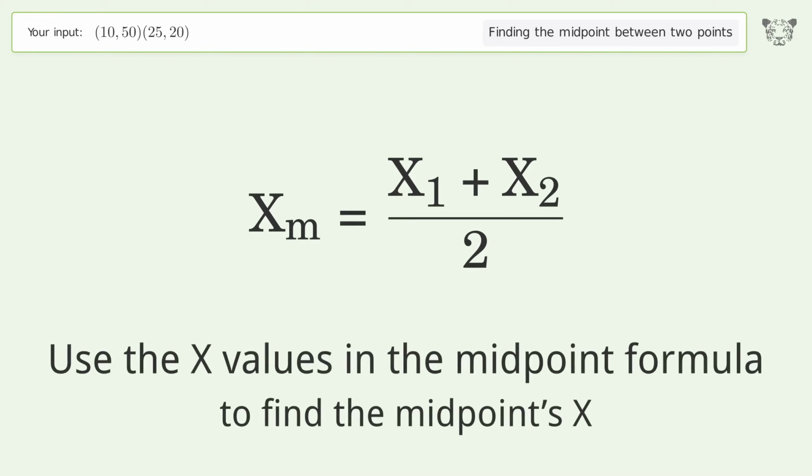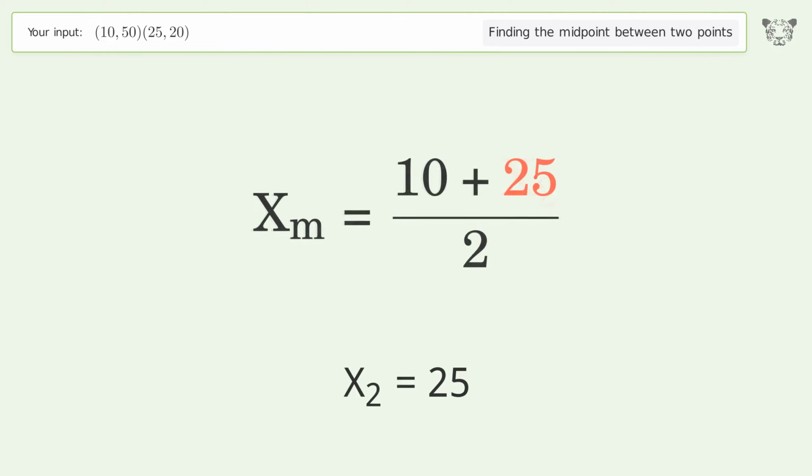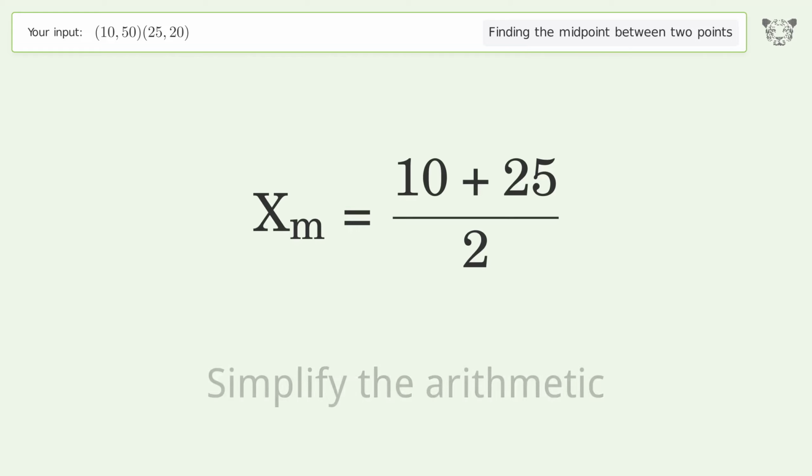Use the x values in the midpoint formula to find the midpoint's x. x1 equals 10. x2 equals 25. Simplify the arithmetic.